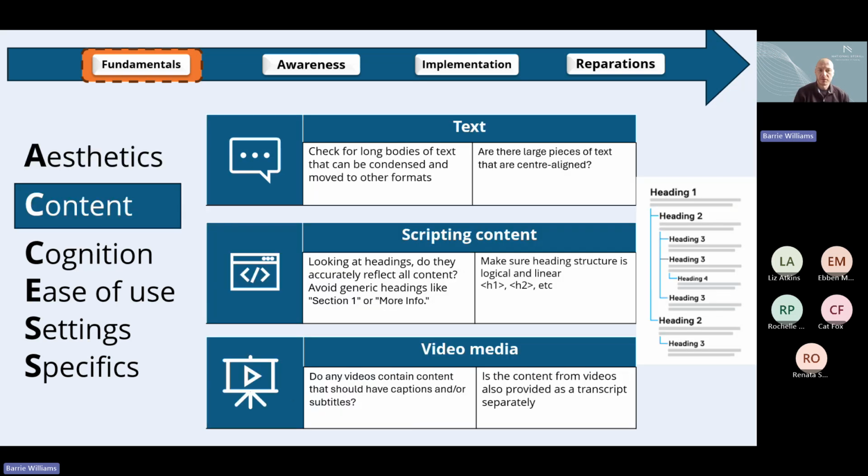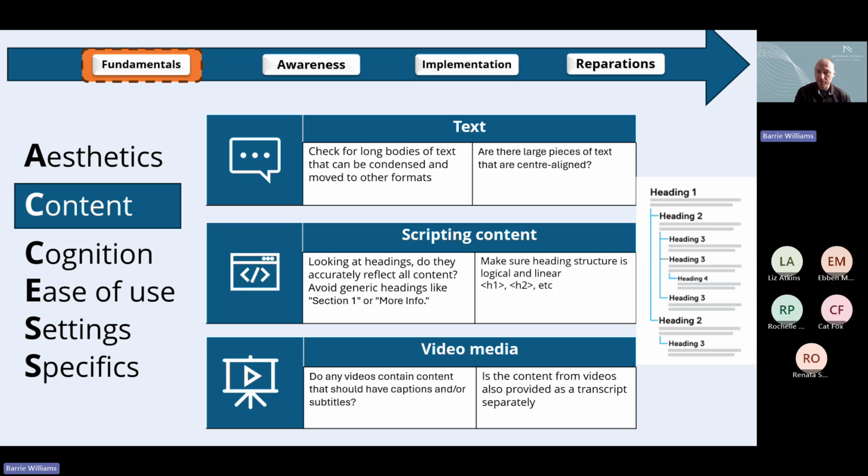Okay. Content, so the text. Check for long bodies of text that can be condensed and moved to other formats. So again, if you just put reams and reams of text on there, is it a high reading age? Is it not broken up? Are there loads of issues that are going to cause people to maybe not access that or not be able to read that as best as you would like them to?